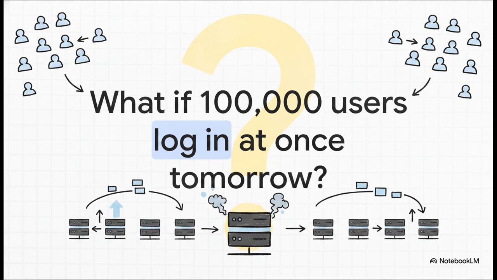But that does lead us to one massive question. Let's say your single T2 micro server is perfectly configured, it's live, your app is running beautifully. What happens if your app goes viral and 100,000 users try to log in all at once tomorrow morning? Your single server is going to completely choke and fail. So how does the cloud automatically add more servers to handle a massive sudden spike like that?